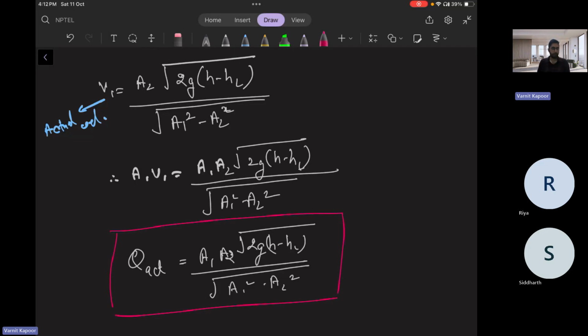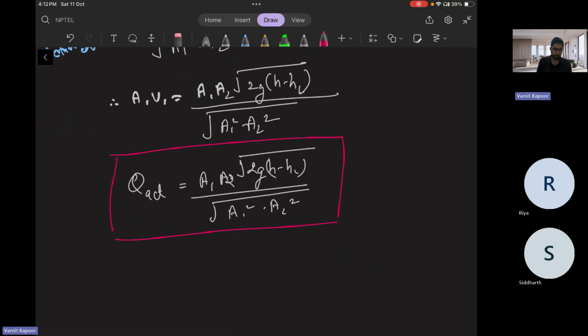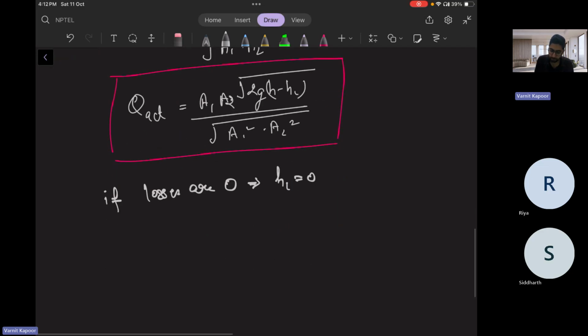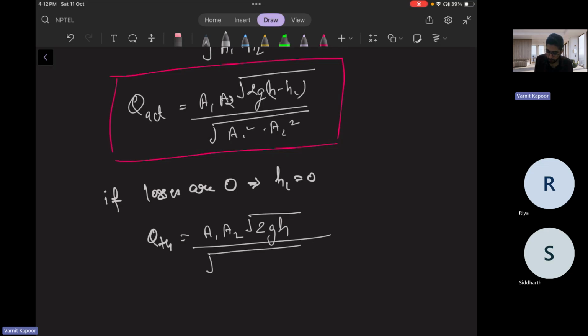That is your actual flow rate. If I say my losses are 0, this implies my HL is 0. Then what will be Q theoretical? It will be theoretical, because in reality and actuality, there will be losses. But in the theoretical sense, it will be A1 A2 root 2GH by under root of A1 square minus A2 square. This is your theoretical.